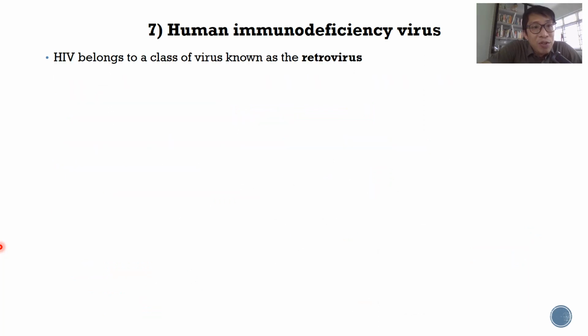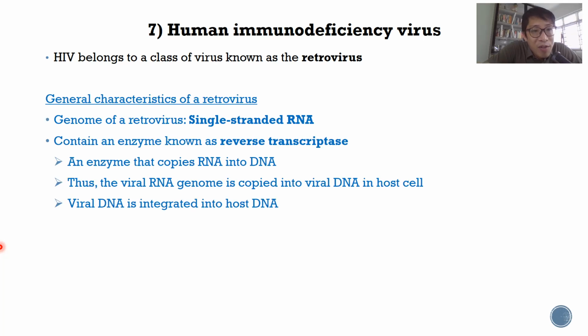Then we move on to HIV, right? As a classification, HIV is classified as a retrovirus. Retroviruses are not just HIV, there are other viruses as well. All of them share similar characteristics. They all have a single-stranded RNA as their genome, and they have an enzyme called reverse transcriptase. This enzyme, as the name suggests, catalyzes reverse transcription.